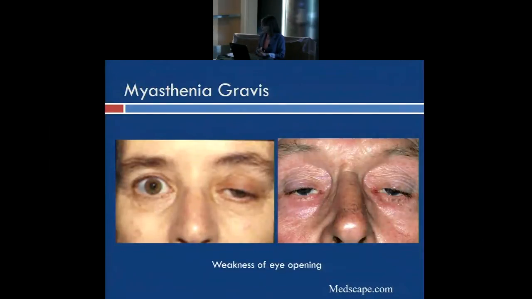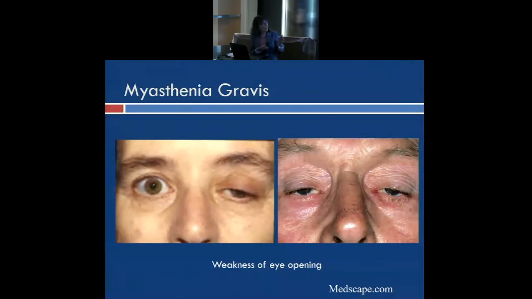This is a disorder we all have to be cautious of if we're going to be considering using botulinum toxin for the treatment of blepharospasm, because this is not blepharospasm. This is myasthenia gravis, which is an autoimmune disease. And what happens in myasthenia gravis is that, in fact, the eyelid muscles are weak. So it's not that they have a forced active component to them, but in fact they droop because they're weak. And typically one will see it in an eyelid.